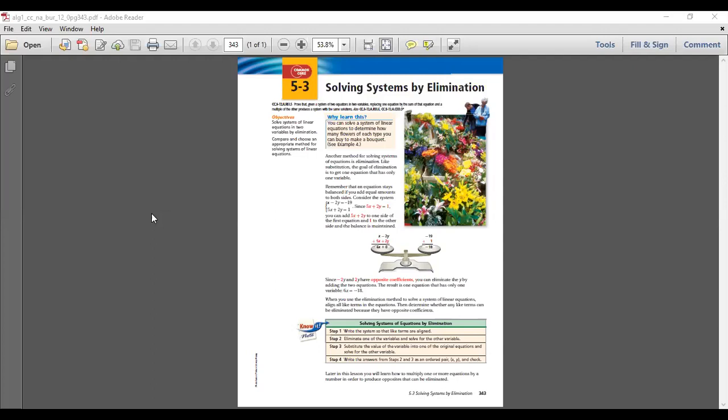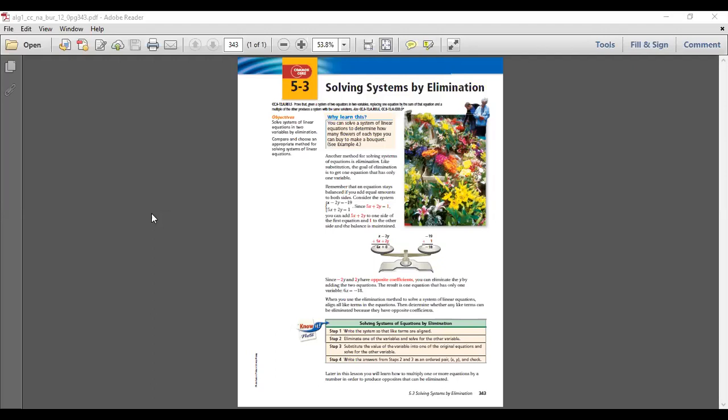Okay, so today we will be starting with chapter 5 lesson 3, which is page number 343 in your books, which is solving the systems by elimination. Now in the first lesson we learned how to solve by graphing, and in the second lesson we learned how to solve the systems by substitution, and in this lesson we will use the elimination method to solve these systems.